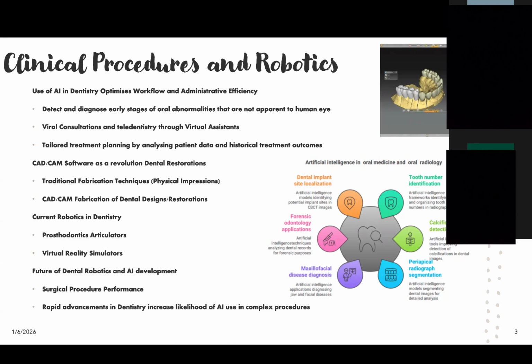Rather than replacing dentists, these systems are expected to assist with complex cases, enhance treatment efficiency, improve patient outcomes, and increase the number of patients that dental practices are able to treat. Overall, AI and robotics are reshaping dentistry by making treatments more accurate, efficient, and patient-focused.